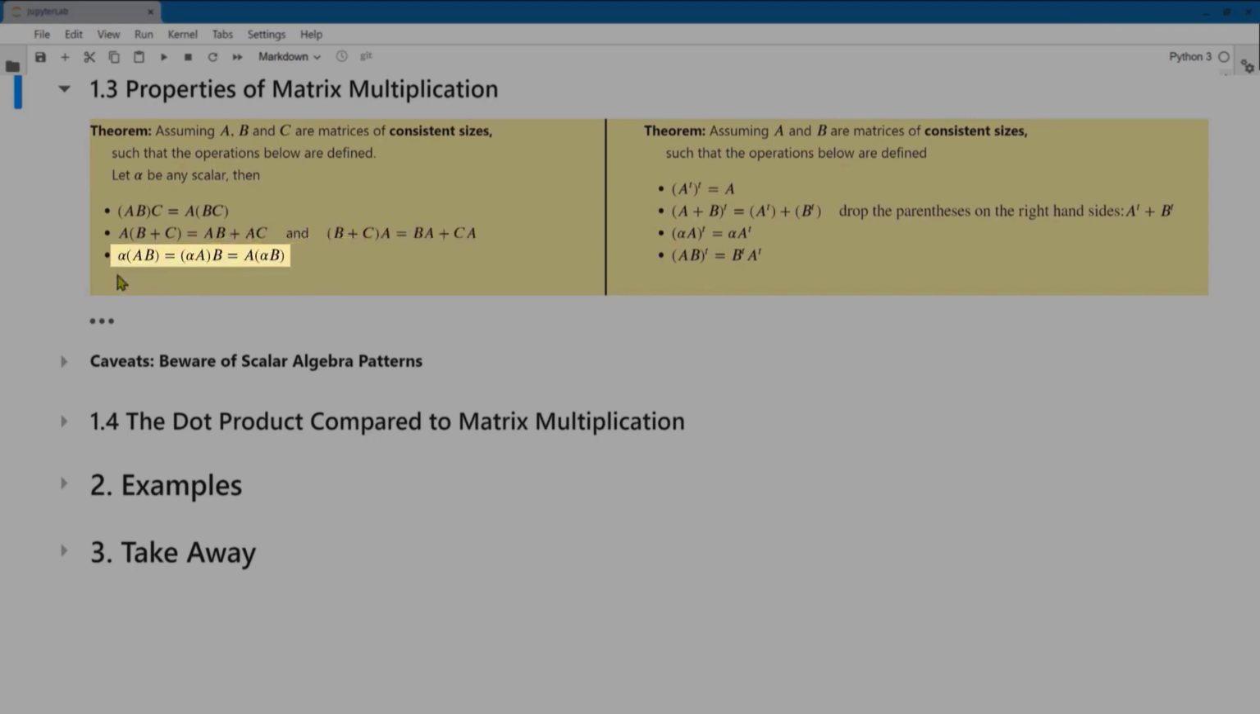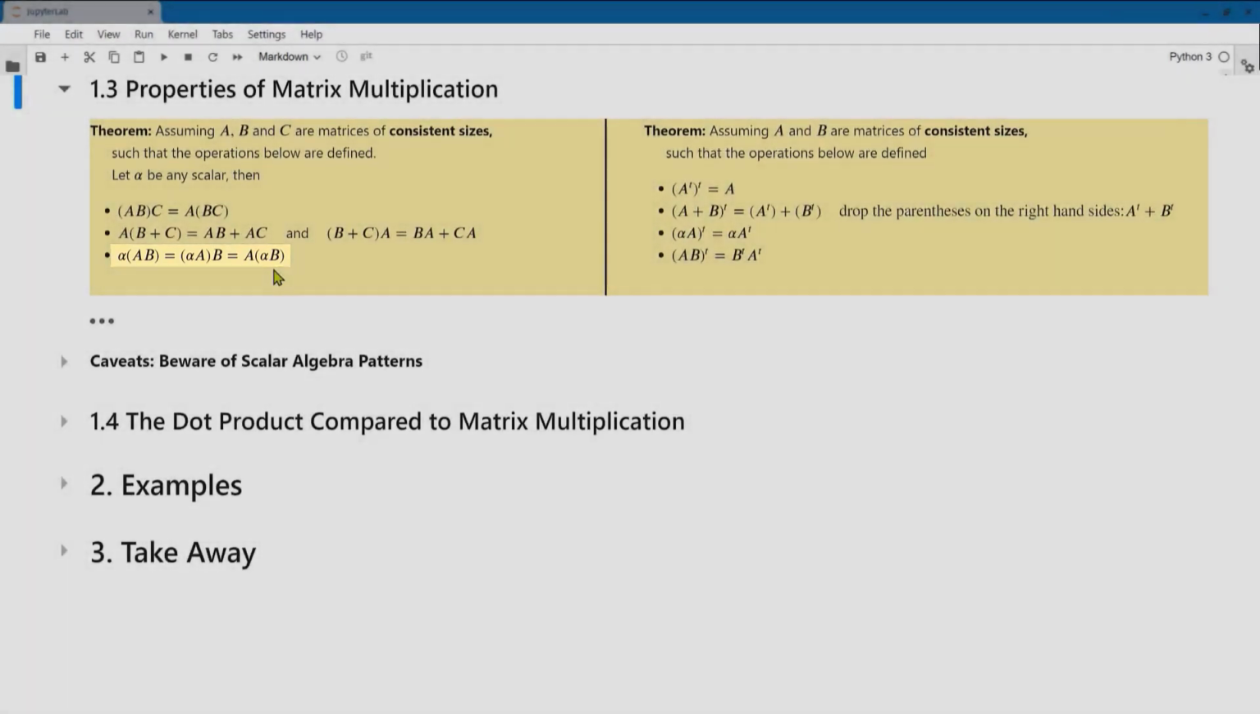Scalar multiplication works similarly. Alpha times the product AB is equal to alpha times A, multiplied out first, times B, or A times alpha times B, and then multiply the products.